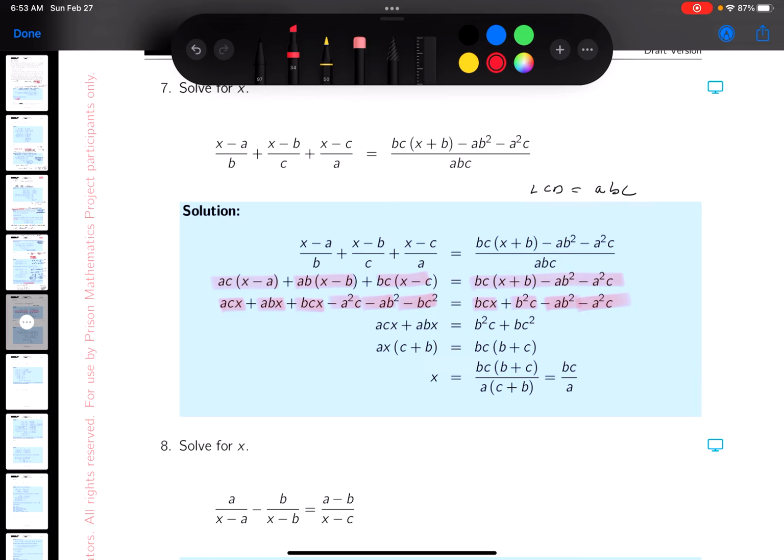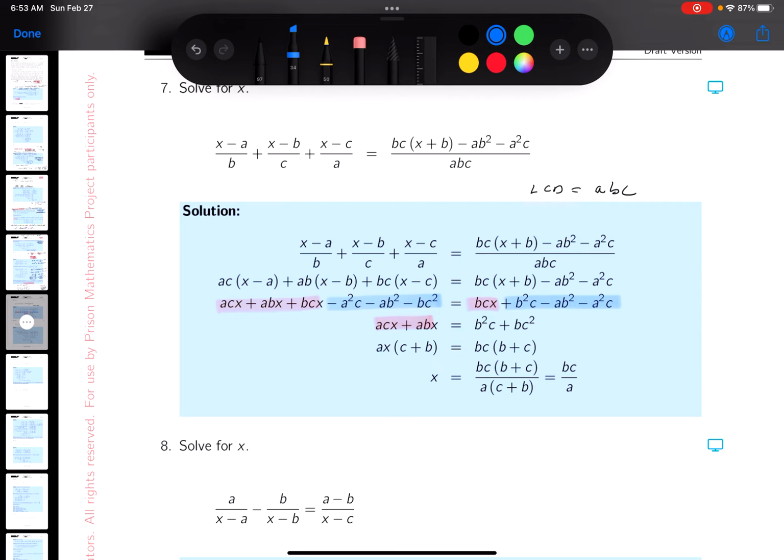I'm looking at it. Let me get my eraser out. And I'm going to try to concentrate on certain things. So if you just concentrate on the terms with the x's in them, what would you get? Well, I would subtract BCX from both sides. You'd just be left with this. That's fairly simple. Now what I want to do is concentrate on the other things, these parameters in the problem.